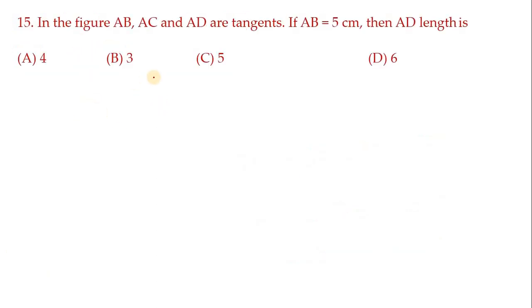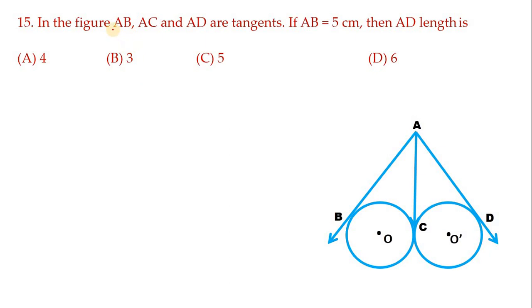In the figure, AB, AC and AD are tangents. If AB equals 5 cm, then AD length is 4 cm, 3 cm, 5 cm, 6 cm. Children, very simple problem. So if you look at the figure directly you can answer. So they are talking about AB, AC and AD. So these are tangents. Now AB measurement they have given, that is 5 cm.